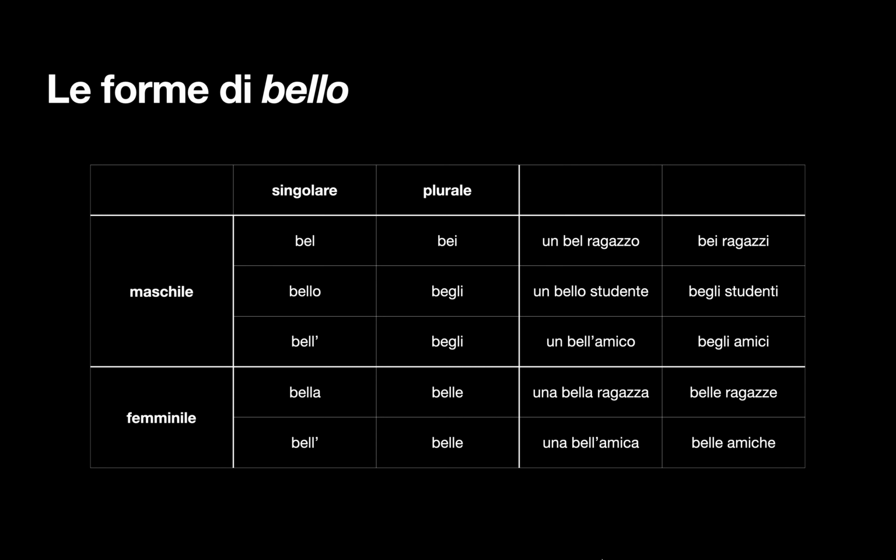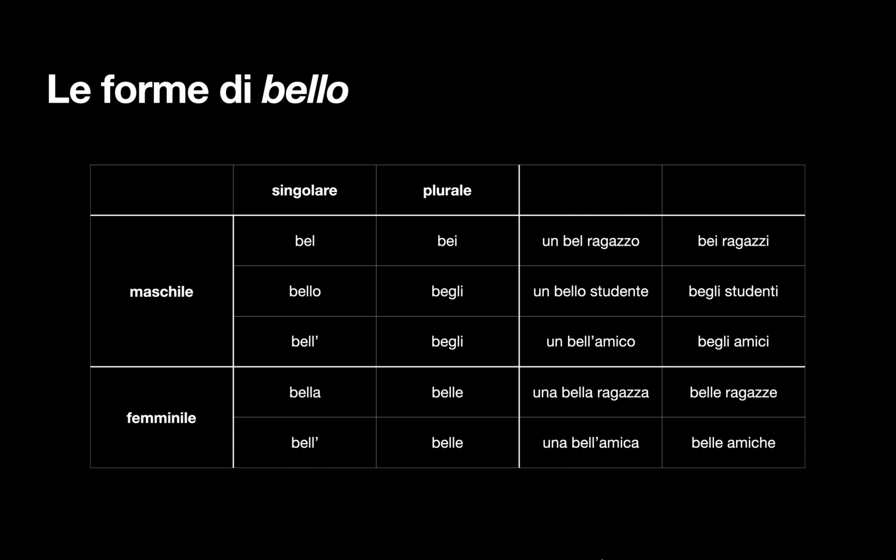So here are the forms of bello and how they work. You can see that this is basically the same table as the one that I used for the definite articles. So bel and bei are the first forms. So un bel ragazzo, or bei ragazzi. One thing that I should add, a usage note on bello, is that we say that bello means beautiful, but it's used for both men and women in Italian. So un bel ragazzo is a good-looking guy, and una bella donna is a beautiful woman.